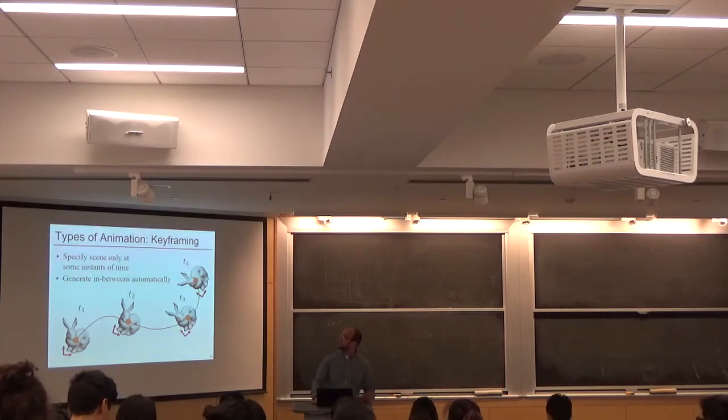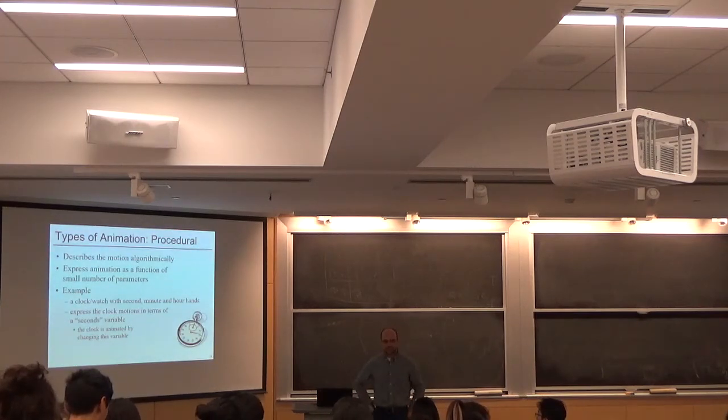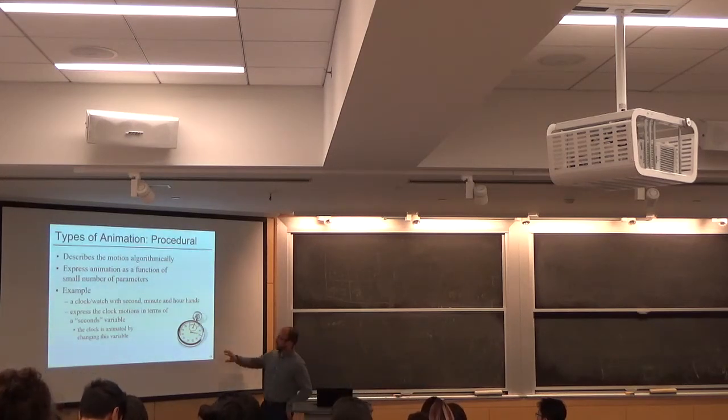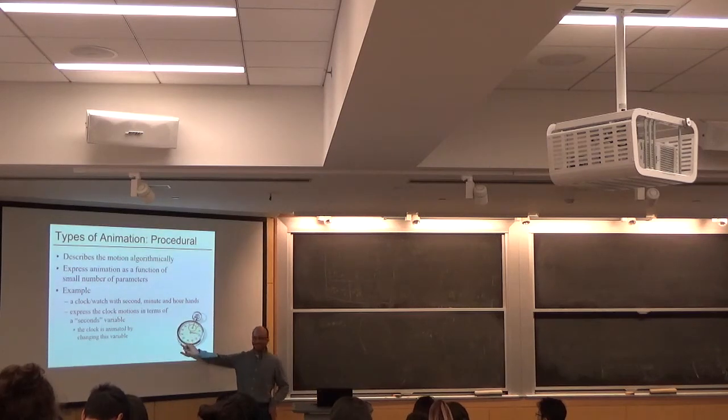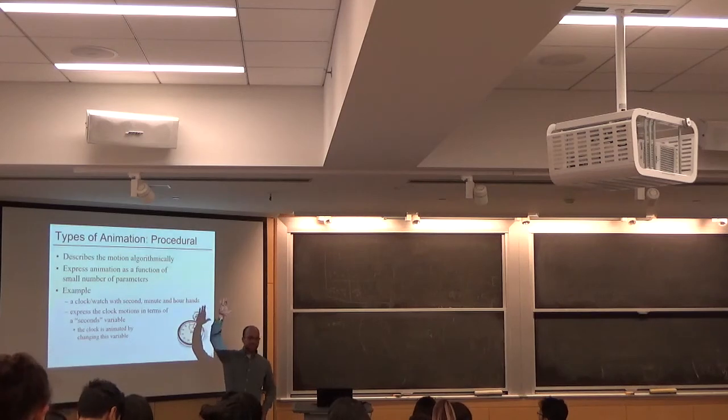But this isn't the only type of animation. For instance, another type of animation is called procedural, and the idea here is that I don't just specify a bunch of frames, but rather I write a piece of code that gives rules for generating my frames. A really simple example would be a completely standard watch with second, minute, and hour hands. Hopefully you guys have seen a watch that looks like this. It's not just digital now.